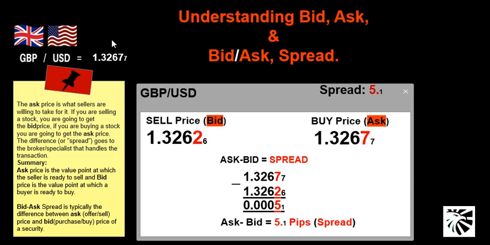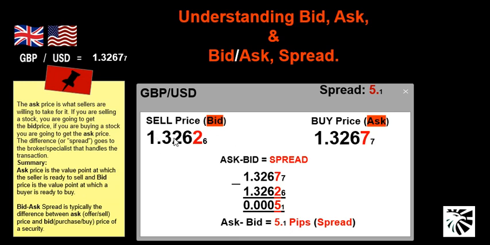So, understanding bid, ask, and bid-ask spread. From our previous example, the GBP USD is 1.32677. Mind you, the last one is a fraction. So here, GBP USD, the spread is 5.1 pips spread commission. That's the profit for the broker. And here we will calculate and see how the broker is making their profit.